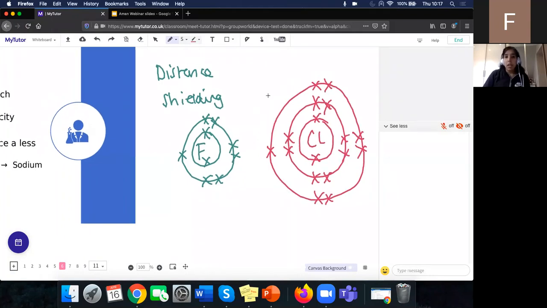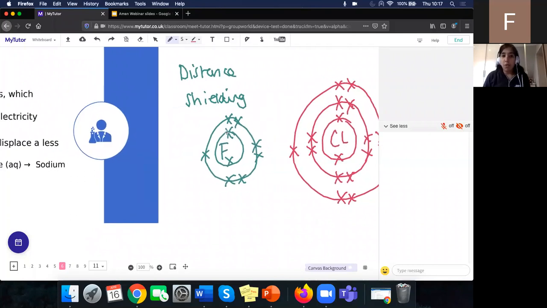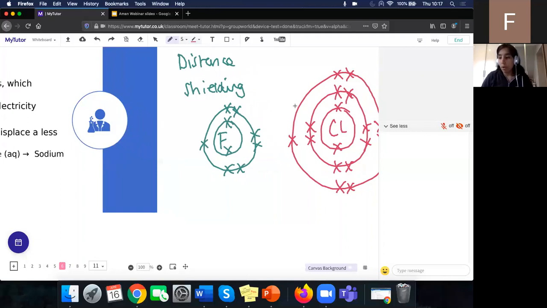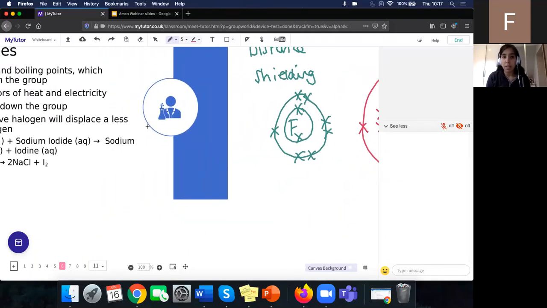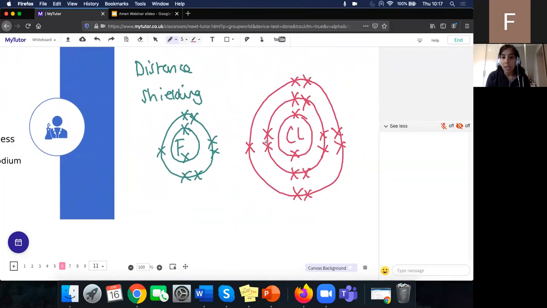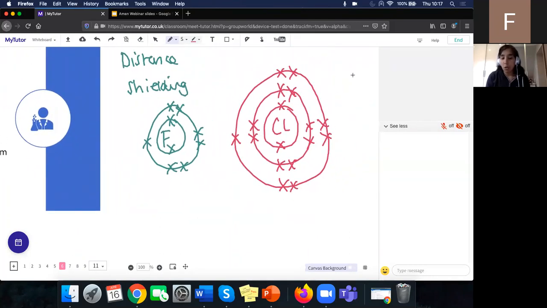Okay, so why is it easier then for fluorine to gain an electron than for chlorine? Because remember, reactions are all about losing, gaining, or sharing electrons. We know that halogens are non-metals, so therefore they like to gain electrons. So why is it easier for fluorine? Because we said that they become less reactive down the group. So that means it's easier for fluorine to gain an electron than chlorine.